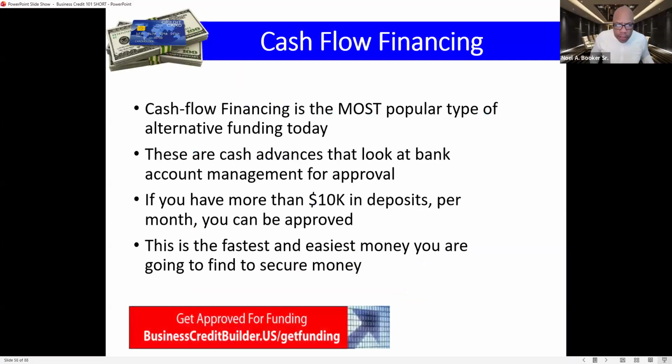Cash flow financing is the most popular type of alternative funding today. All right, I'm just going to run these off the top of my head. Cash flow funding is not for everybody. It's for existing businesses that have come into a situation, and all businesses come into situations. You might need to make payroll Friday. You might have a piece of equipment that went down and you need to repair it. They need cash immediately, and this is what they do. So these are for existing businesses with a problem.